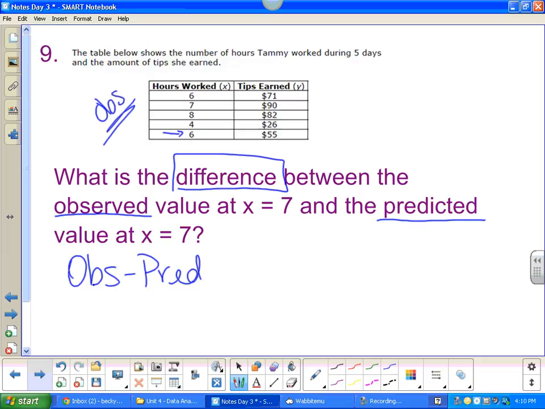When x equals 7, I can see my data right here. So when she worked 7 hours, she made $90. And again, this is observed data. So that 90 is my observed.